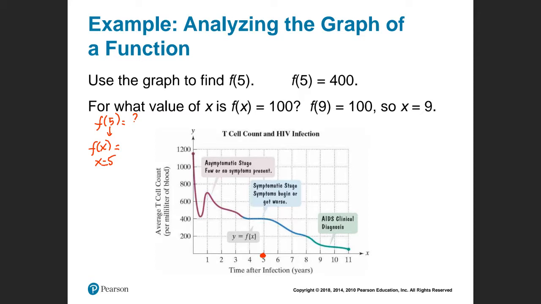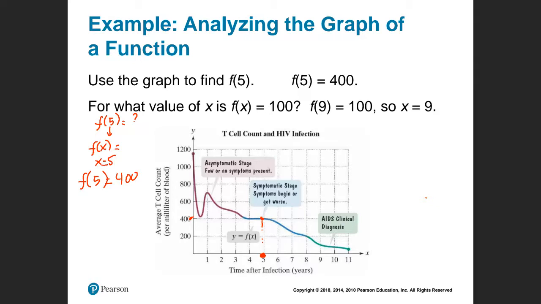Okay, so what next? Just go up. Go look at x equal 5. Go up over here. Here we go. Now look at the y. Okay, so the y is f of 5 equal 400.